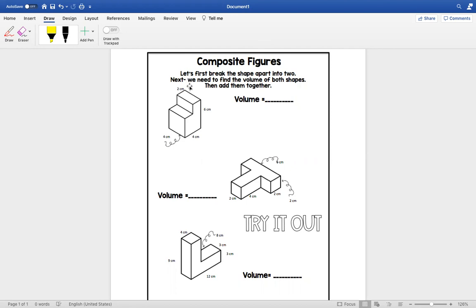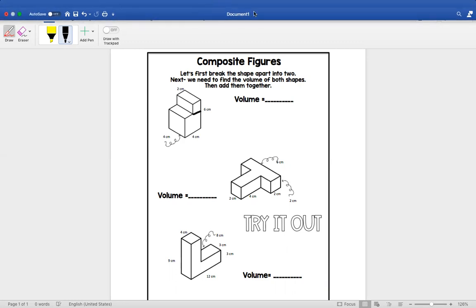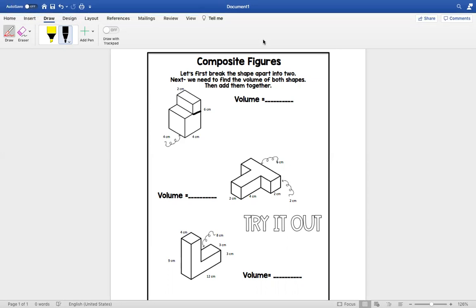So, first, we break the shape apart into two different shapes. If we're looking at our first shape right here, we can see that we have what looks like a cube and a rectangular prism that have been put together. So I'm just going to go ahead and break them apart by drawing a line right here. And you can see that now it looks like we have two separate shapes.